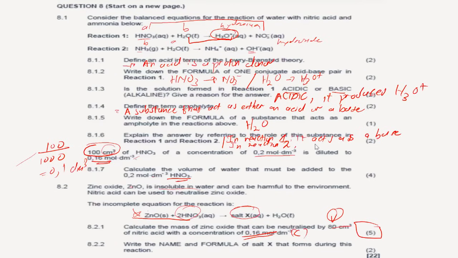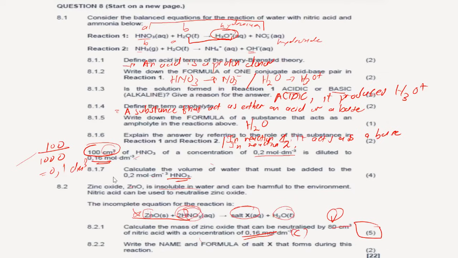Okay, then 8.2.2 says: write down the name and formula of salt X that forms during this reaction. So what salt forms during this reaction? You can see that we just produced water here, H2O, and we know that we should form the salt from whatever is left. The H2O will form from these 2 hydrogen atoms and the oxygen here, so what is left is the zinc and the nitrate.